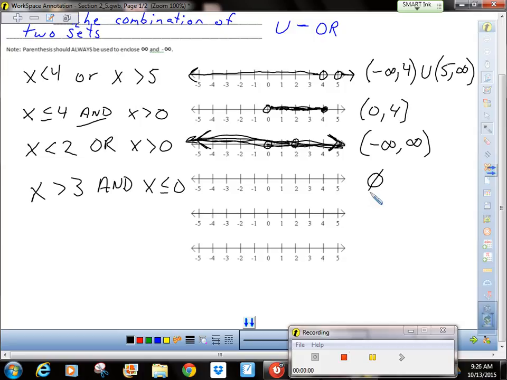Okay, now let's get back to a couple more, and that makes sense. I want you to get used to the fact that on or, they normally go different directions, and on and, it's normally in between. Okay? So, here's one we haven't done yet. Negative 3 is less than x is less than or equal to 4.